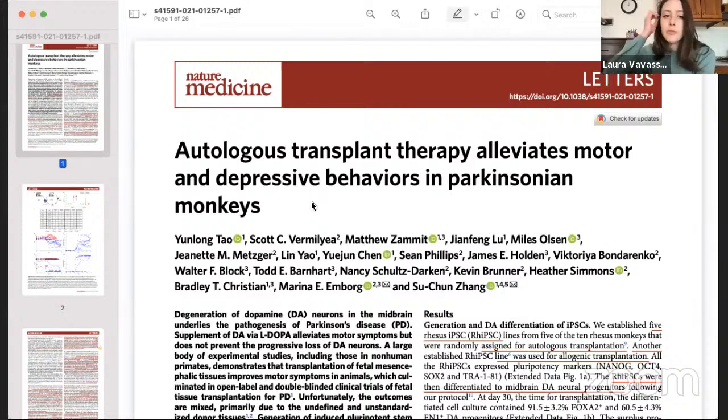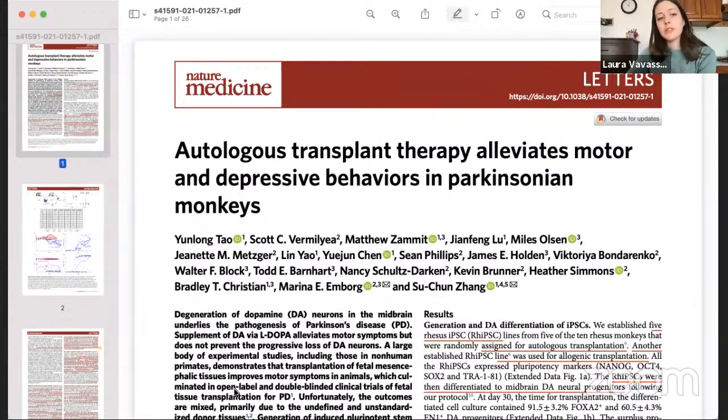So we can start from the assumption that Parkinson's disease is related to the degeneration of dopaminergic neurons in the midbrain. And given this, the transplant technique has recently been very interesting for the treatment of the symptoms related to PD. Indeed, there are different studies that try to use transplant, for example, of fetal mesencephalic tissues in order to improve the symptoms of Parkinson's disease in animals.